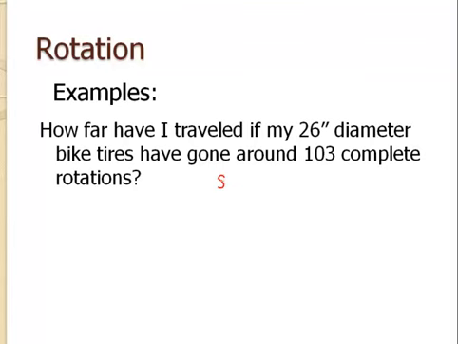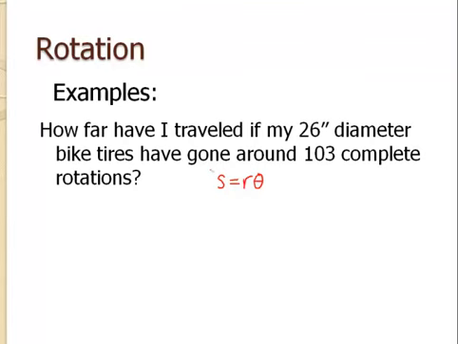We can use the formula S, which is the distance around the outside, or in this case, the linear distance I traveled, is equivalent to the radius times the amount of rotation that I've completed in radians. I know my rotation in revolutions, 103 complete turns. If I could convert that into radians, then I can use this equation and multiply by the radius, and that will get me a distance.